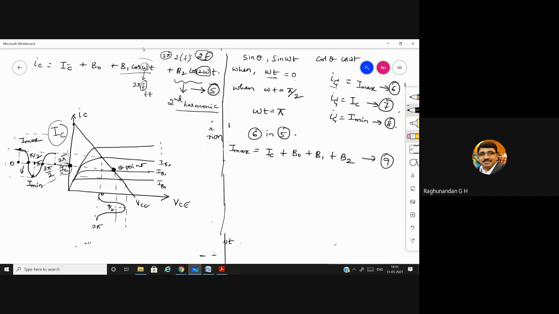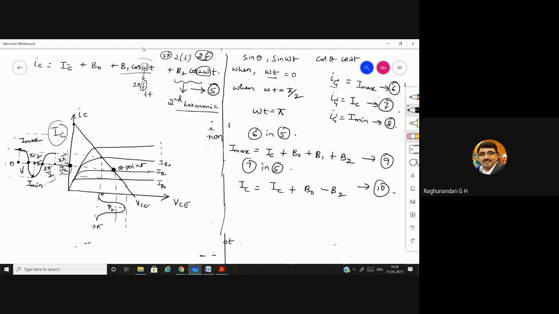The same way, substitute for omega t is equal to pi by 2 and omega t is equal to pi. So now when you substitute 7 in 5, in the place of IC we substituted, so we get IC is equal to IC plus B0. So what happens to cos pi by 2? It becomes 0. So B0 equals 0 here. Cos 2 omega t becomes cos pi, so obviously it becomes minus B2, negative B2. So this is equation number 10.